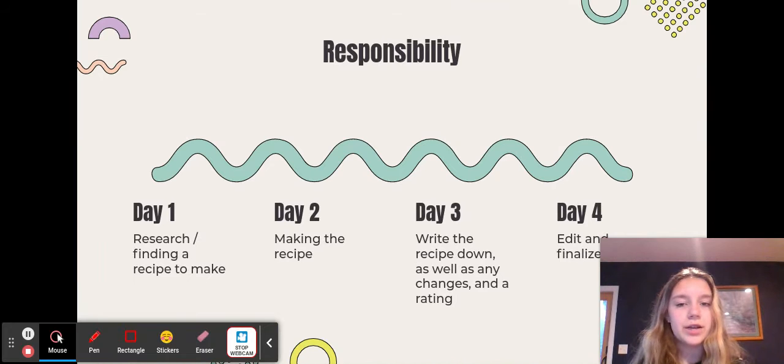This is the original schedule that I made for myself. Because I had a lot of freedom in this project, at first it was a little difficult to figure out when I wanted to work. I made the schedule so I would be able to get everything done on time. The first day I would do research and find a recipe to make. The second day I would make the recipe. The third I would write it down as well as my thoughts and opinions. And lastly, on the fourth day, I would edit and finalize it to post.